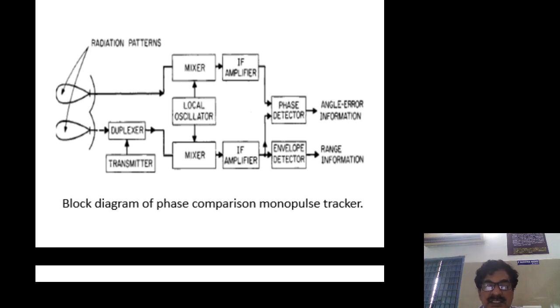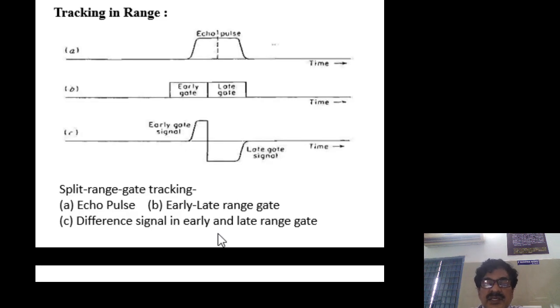Now let us see another tracking technique, known as range tracking. That means it uses the range information in order to track the target. What is meant by tracking? Already we know, tracking means representing the path of the target, and tracking radars are also used to predict the future position of the target. Now how can tracking be done using the range information? What is the technique involved in this case? Let us see how range tracking can be done.